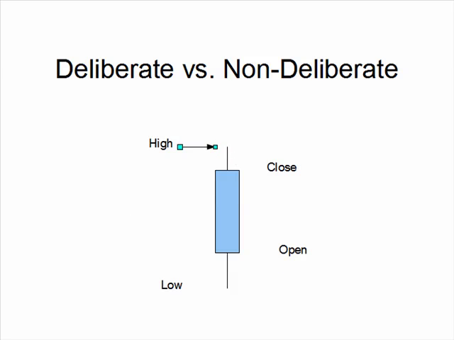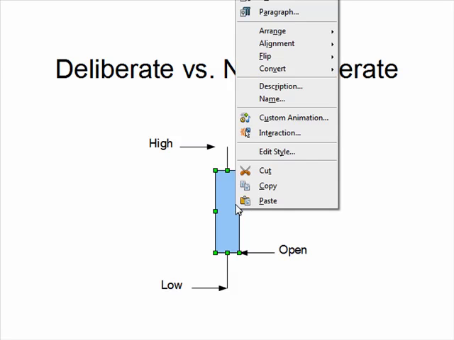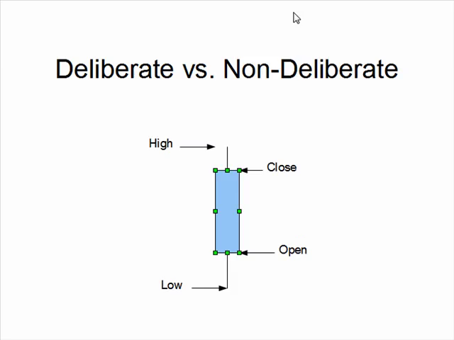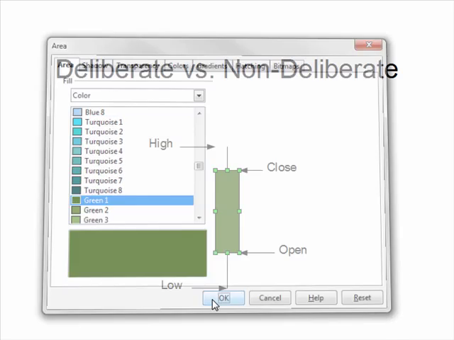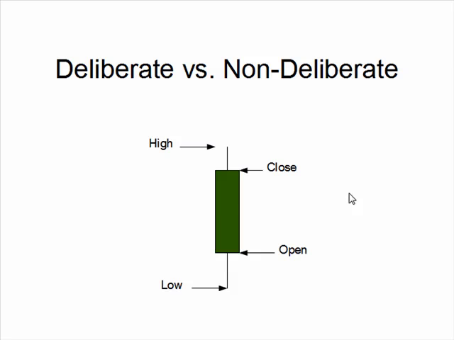So we've got our high, we've got the close, we've got the low, and we've got the open. Now, these two would be reversed. The close and the open would be reversed if it's a down candle. But for our purposes, we're going to say that it's an up candle. Make it green so it looks like it's up.